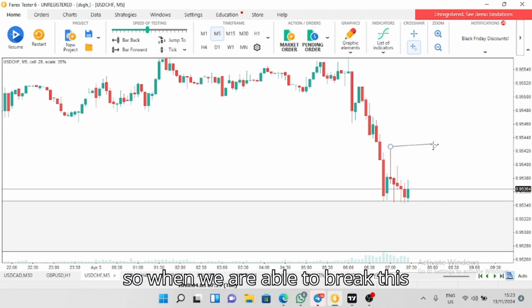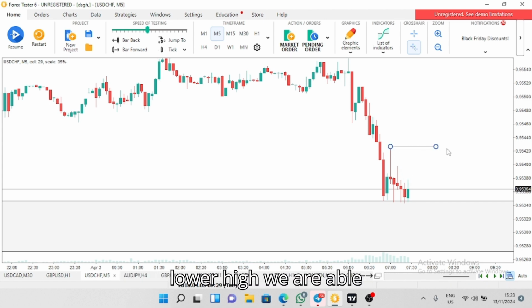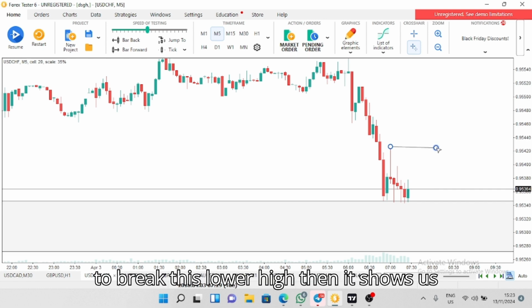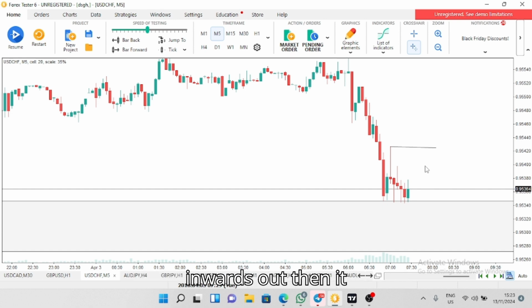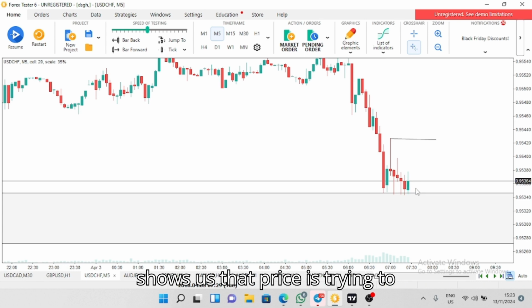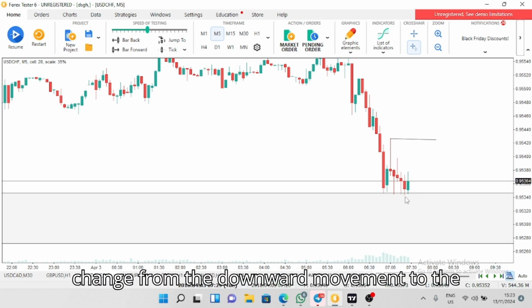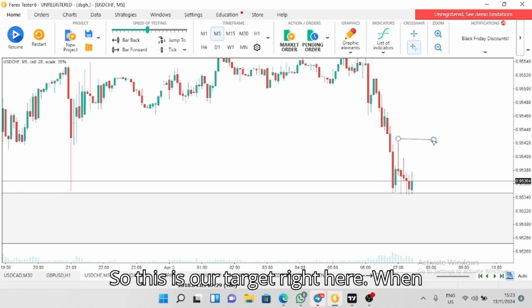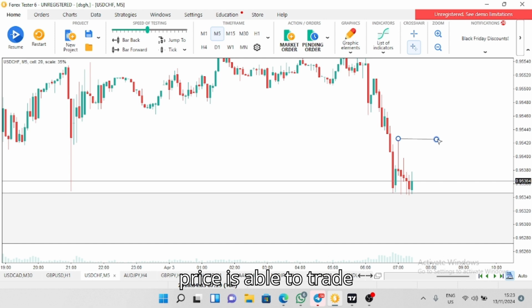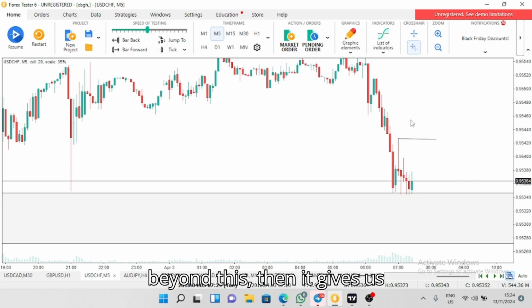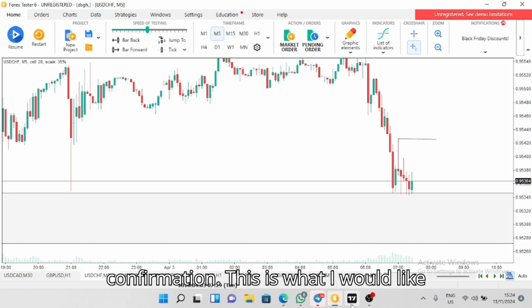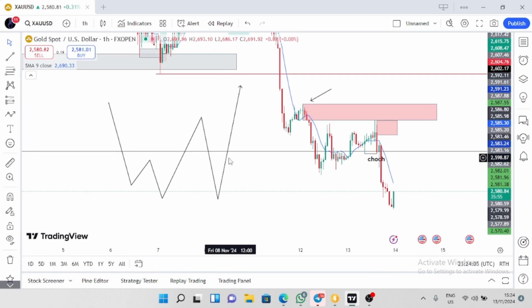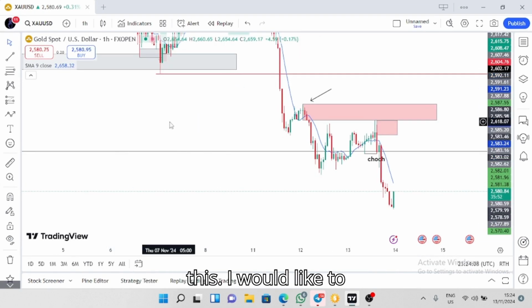When we are able to break this lower high, it shows us confirmation that price is turning around. It shows us that price is trying to change from the downward movement to the upward movement. So this is our target right here. When price is able to trade beyond this, it gives us confirmation. This is what I would like to see.